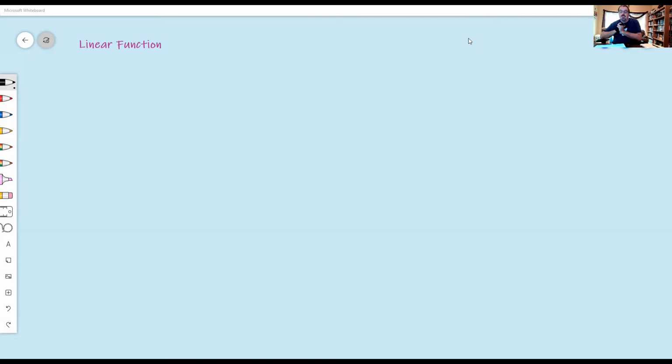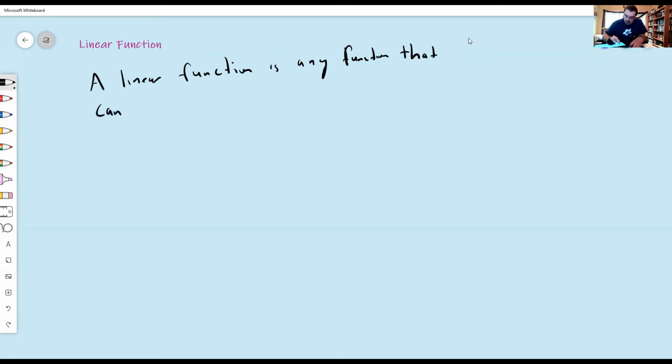We're here to talk today about linear functions. A linear function is any function that can be written as f of x equals mx plus b. Make note, m and b are real numbers.